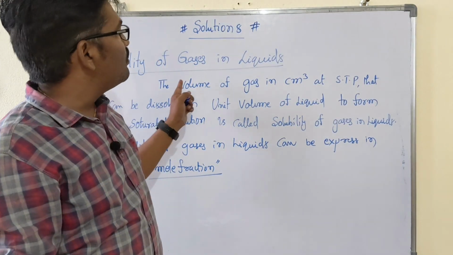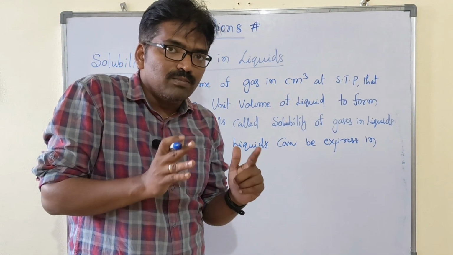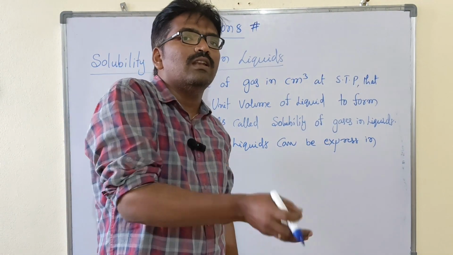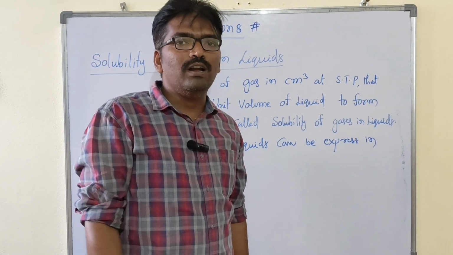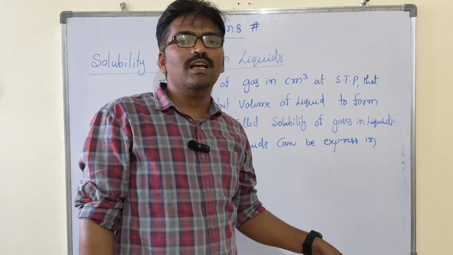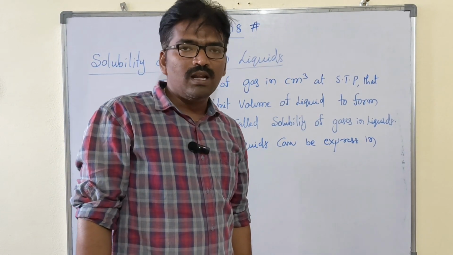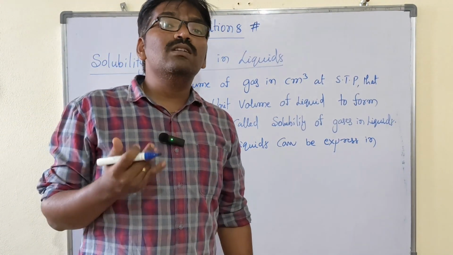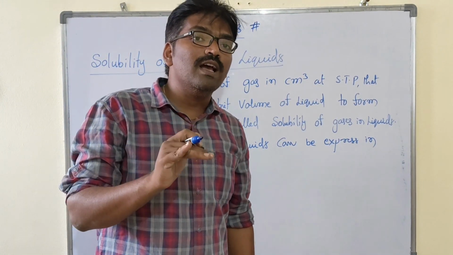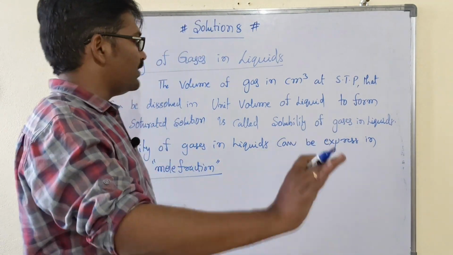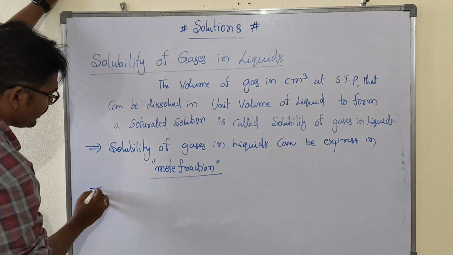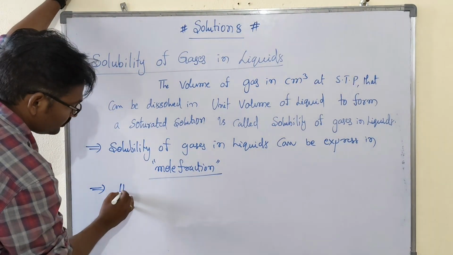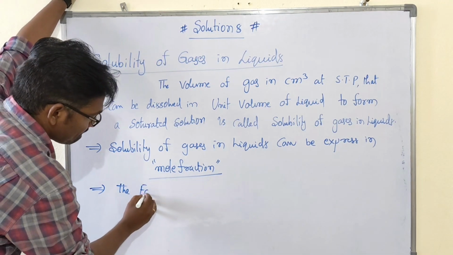So here the volume of gas, for example 1 centimeter cube, when it is dissolved in 1 liter of water, that we call as solubility of the gases in the liquids. Clear, my dear students? Right. So now, what are the factors affecting the solubility of gases in the liquids?